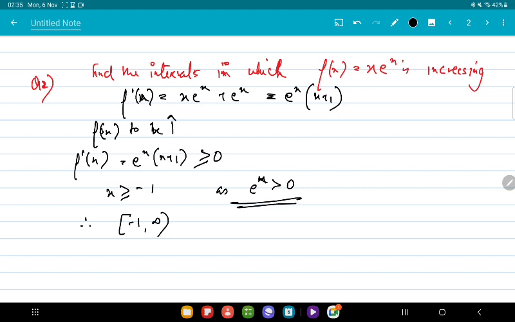Okay, make sure you do not make the mistake which most students make, like this. Infinity will never have a closed bracket. Okay, this will be false. This is correct, sir. Okay.